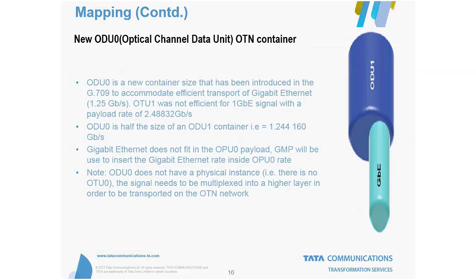1.25 Gbps. Half of the size of ODU 1. So, for example, if we have 2 gigabit Ethernet signals, yes, they can get accommodated into one ODU 1. Okay.